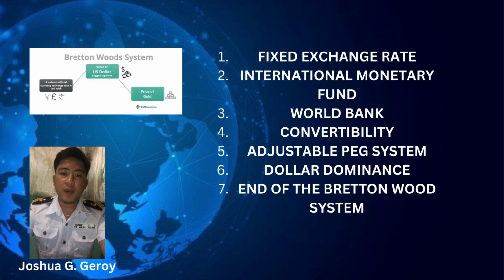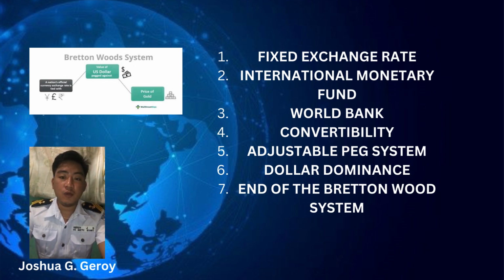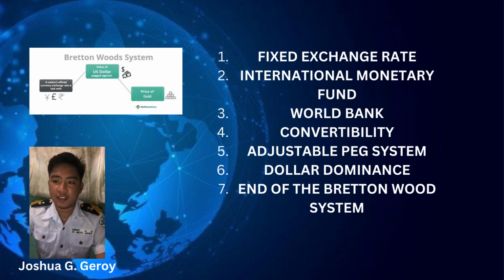So what are the aspects of this Bretton Woods system? First, we have the fixed exchange rate. Under the Bretton Woods system, participating countries agreed to fix the value of their currencies to the United States dollar or USD. And the USD itself was tied to gold at a fixed rate of $35 per ounce. This established a system of fixed exchange rates between major currencies.